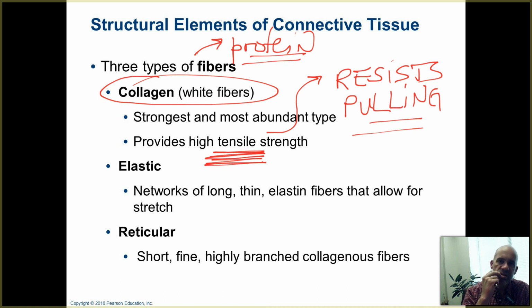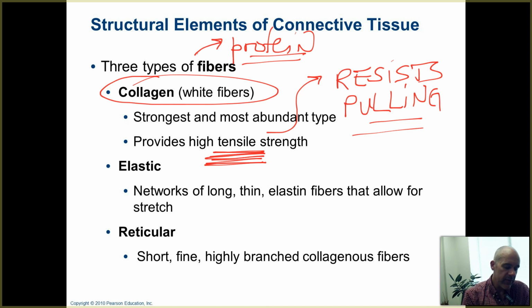If I'm taking my lip here and pulling it out like this, why can I not take my lip and just rip it off really easily? It's because the connective tissues of my face have a lot of these collagen fibers in them, and those collagen fibers resist pulling. They provide tensile strength to those tissues. So that's what prevents you from just being able to rip off pieces of your body with ease.